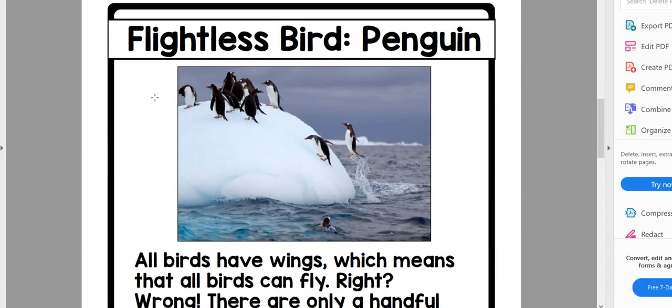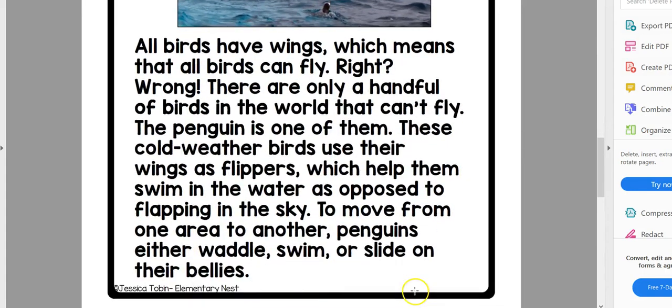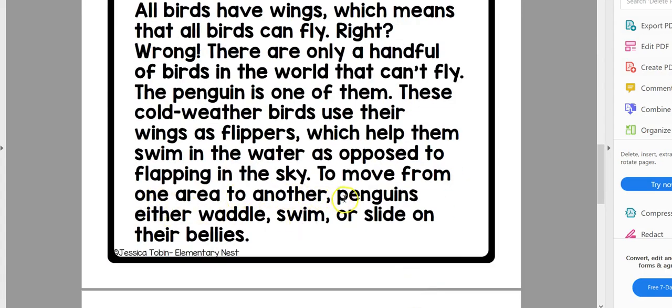So now we're going to look at this about the flightless bird that is a penguin. All birds have wings, which means that all birds can fly, right? Wrong. There are only a handful of birds in the world that can't fly. The penguin is one of them. These cold weather birds use their wings as flippers, which help them swim in the water as opposed to flapping in the sky. To move from one area to another, penguins either waddle, swim, or slide on their bellies.